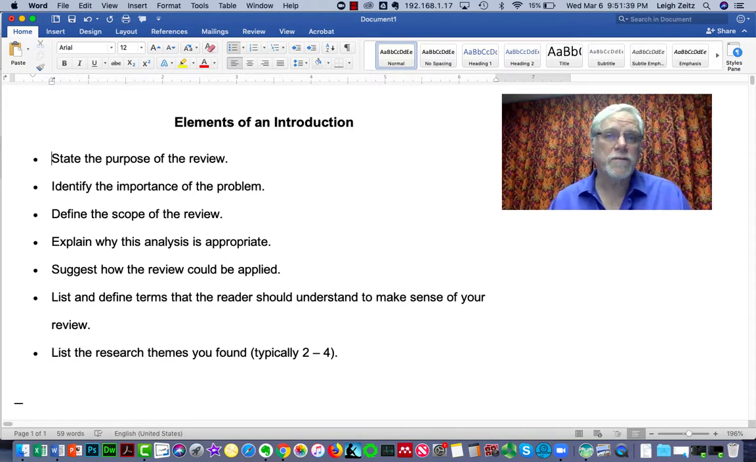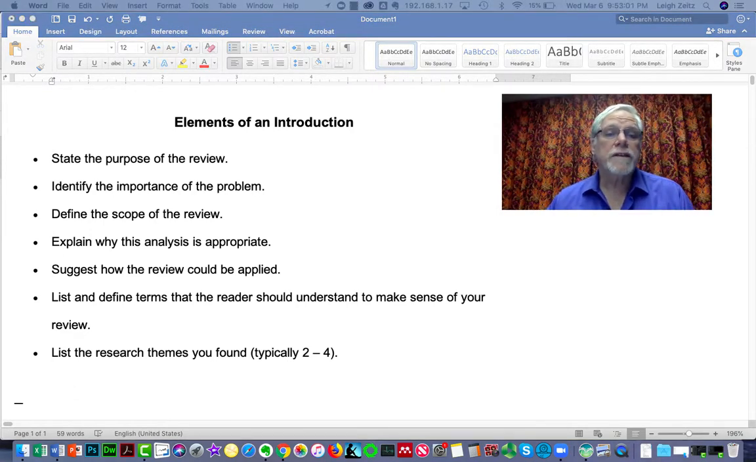Define the scope of the review. That has to do with, are you doing elementary? Are you doing secondary? In some cases, you may even start out and say something about how, well, I started out looking for information on this for elementary, but there really wasn't enough, so I expanded it to K-12, or I expanded it to elementary and middle school.